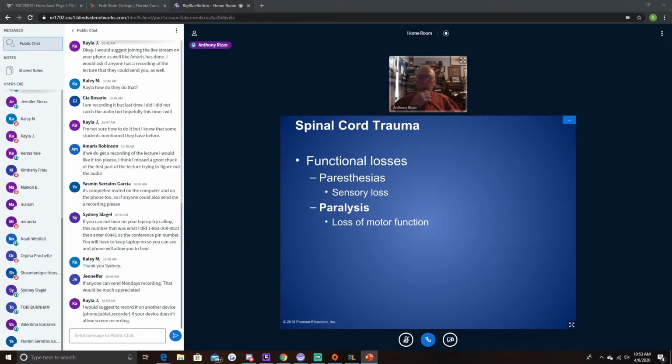Now then, what happens if we damage our cord? If you damage your cord in the sensory area, you have what is called a paresthesia. This word is an important word. You're going to hear it over and over again. It is a paresthesia, and a paresthesia is a sensory loss. Now, lots of our patients have paresthesias.